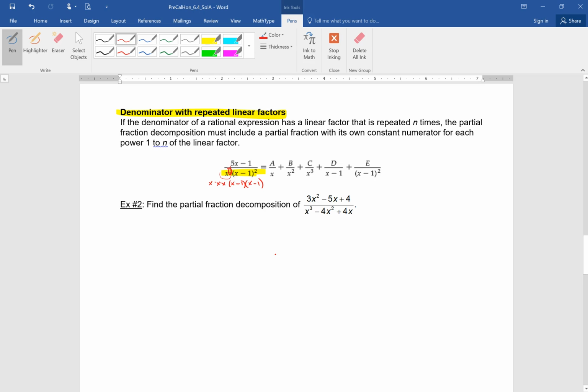You have that many of those terms. So you have that many fractions for x. And then you start with exponent of 1, and you go up to this exponent here. So x to the 1, x to the 2, x to the 3. And then for the x minus 1 squared, you have x minus 1 to the 1, x minus 1 to the 2. Right? And then the letters, you just run through the alphabet.